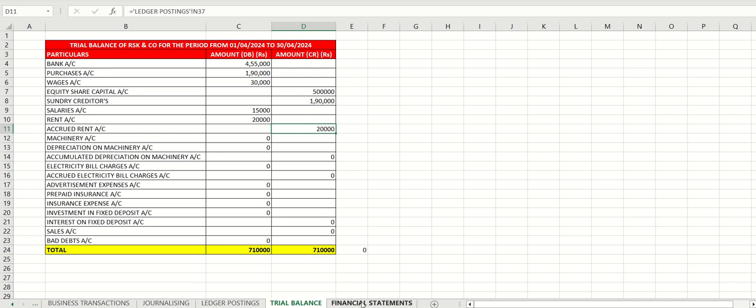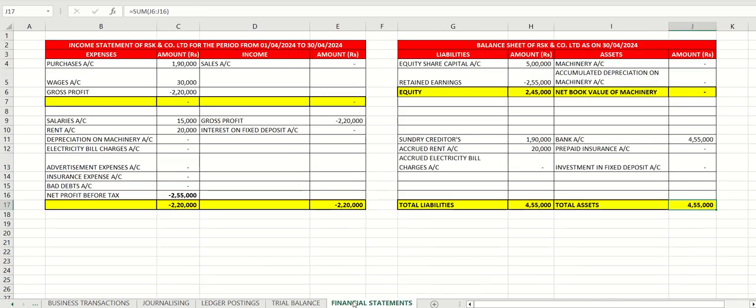Now let's move to the financial statement phase and understand how this accrued rent is supposed to be reflected in the financial statements. This rent we directly debit as an expense in the income statement, and this accrued rent account we would be showing under current liabilities. If you see here, we have been showing this accrued rent account under current liabilities, on the liability side of the balance sheet.